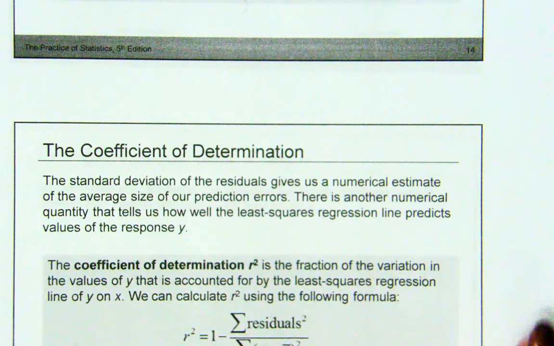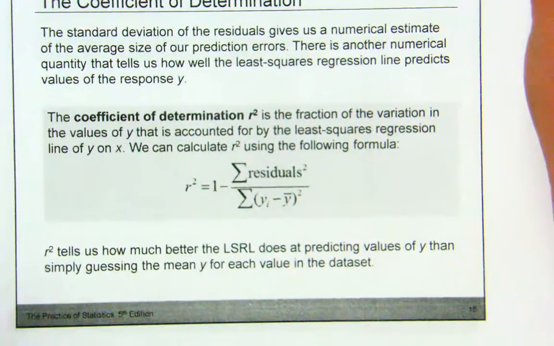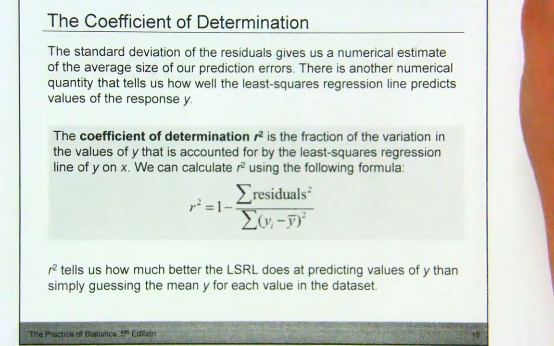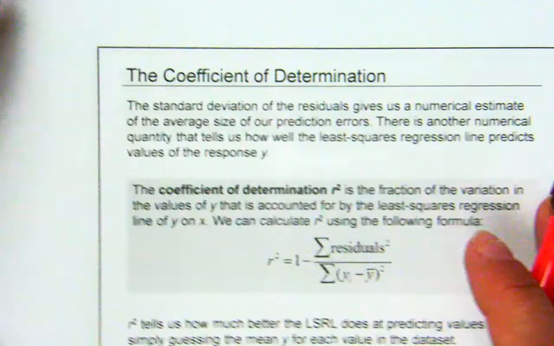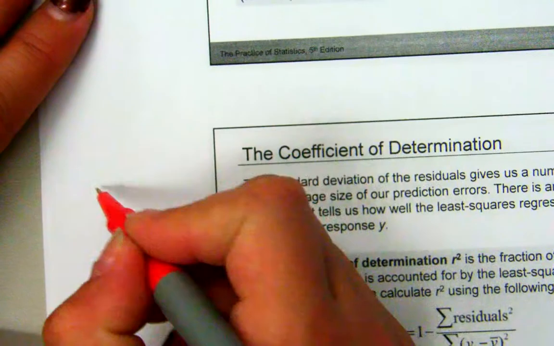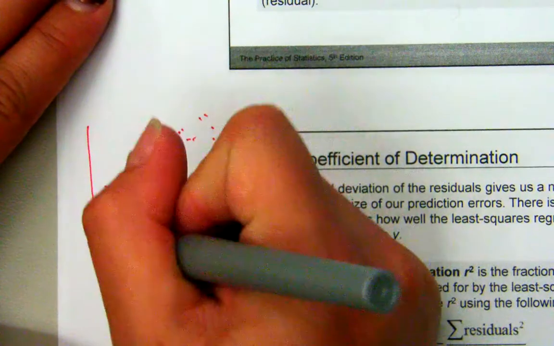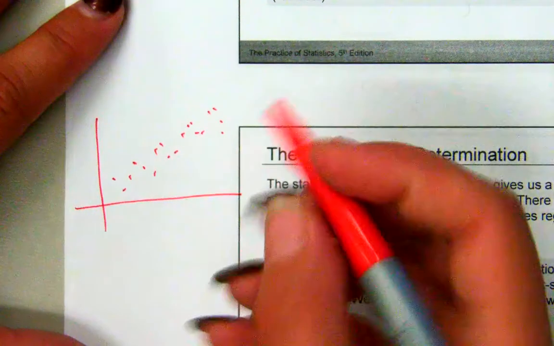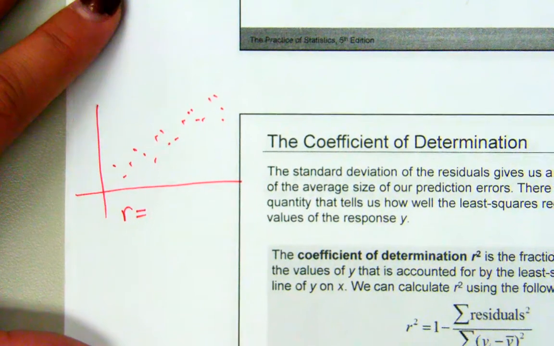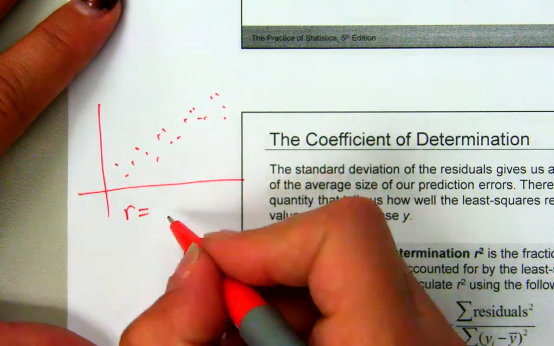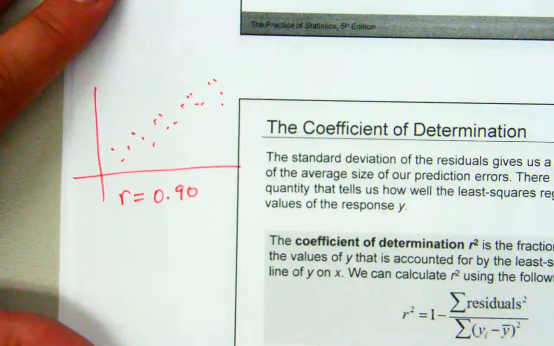Okay, coefficient of determination. Remember when we were doing all those correlations, and we said, if the data has a positive association, and you have a bunch of clusters, and it looks pretty decent, we have data that looks like this, so then we can estimate that R is going to be something like, let's say 0.90, for example, right?